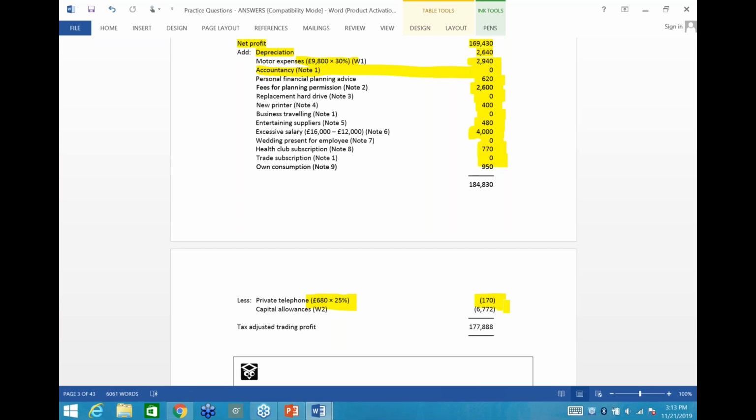Then goods for own use. During the year ended 5th of April 2019, the owner took goods out of the music shop for his personal use without paying for them, and no entry has been made in the account to record this. The goods cost 600 and had a selling price of 950. This is what we call goods drawings in accounting.